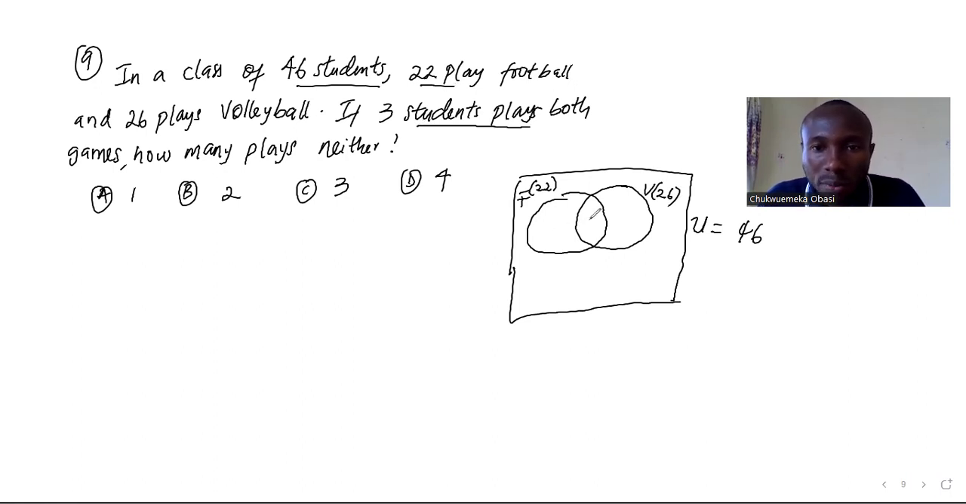Now the three people that play both of the games will be right in the middle. They play both football and volleyball. Now to get the people who play only football, it will be 22 minus 3.